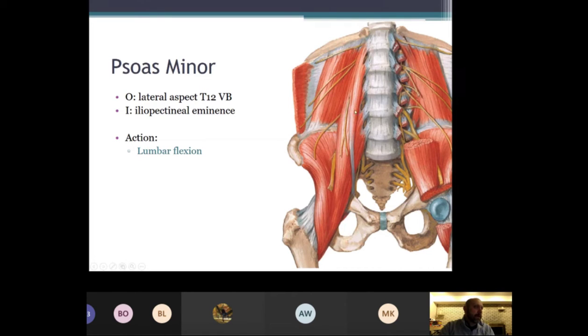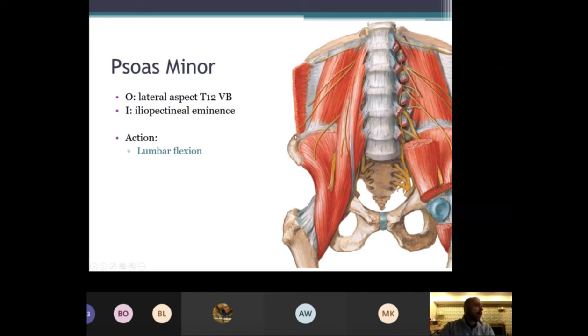As we track this up here, this is going to be 5, 4, 3, 2, L1, T12. So I think we can see these fibers blending into the psoas. But can we be sure that there isn't a couple fibers here going to L1? No, not really. And then you can see it inserting on that iliopectineal line, kind of midway through.